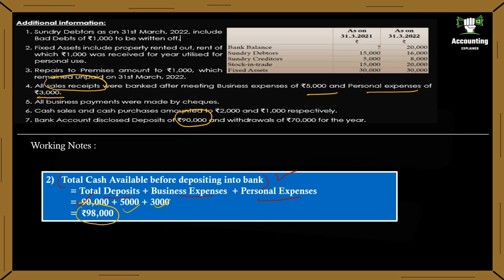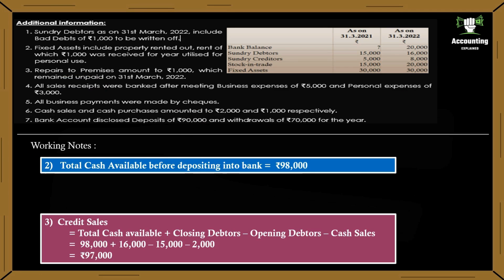Okay. Let us find out the credit sales now. Credit sales will be total cash available before depositing into bank, that is 98,000 which we have just calculated in our working note 2. Now we are coming to working note 3, plus closing debtors. How much is closing debtors? 16,000. 16,000 minus opening debtors, 15,000, minus cash sales. How much is cash sales? 2,000. See the 6th point, 2,000.